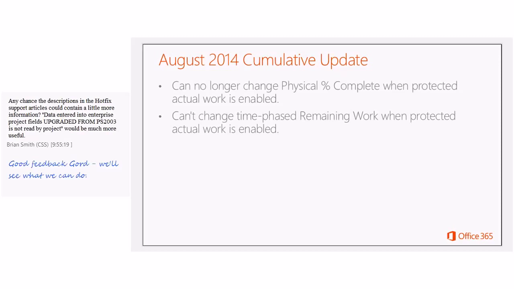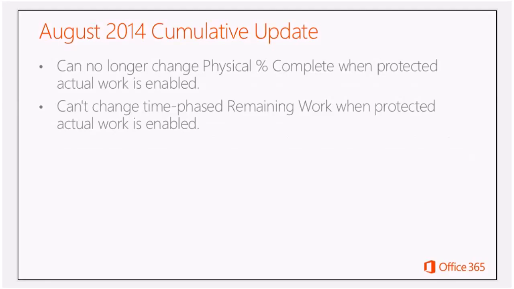So one of the items here was that you couldn't change the physical percent complete. Well, physical percent complete is never tied to the progress that an assignment gives to the project manager to apply to the project. So therefore, it should never be blocked. Well, it was blocked and now it's unblocked again. The next one is that you couldn't change the time phased remaining work when protected actual work was enabled. So as a project manager, you can't change the actual time phased work that's been reported, but you should be able to go in and change the remaining work. Unfortunately, that was also being blocked.